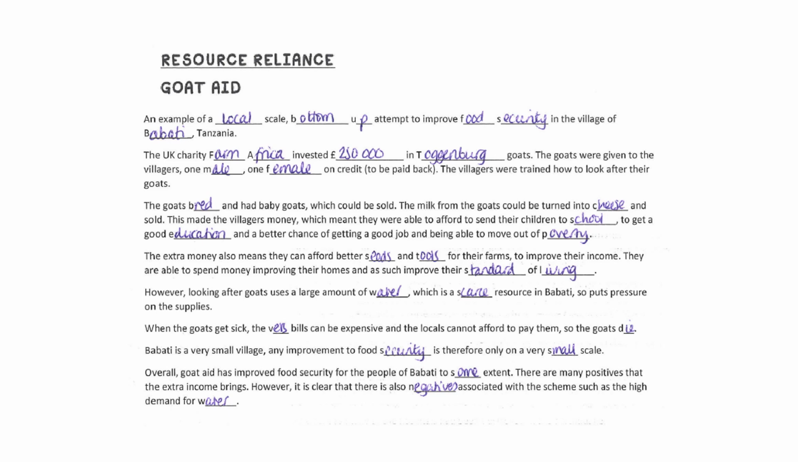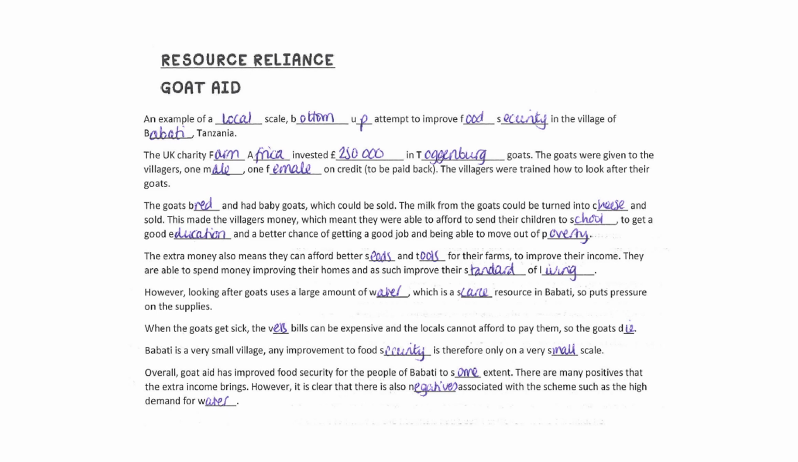The milk from the goats could be turned into cheese and sold, and with the money that they made, they're able to send their kids to school, to get a good education, to get a good job and move out of poverty. They could also spend their money on seeds and tools to improve their farming, to improve their income, and then spend that money improving their homes and their standard of living.